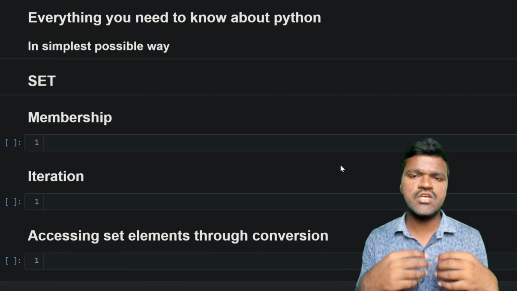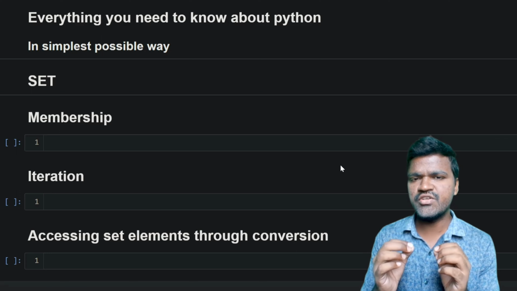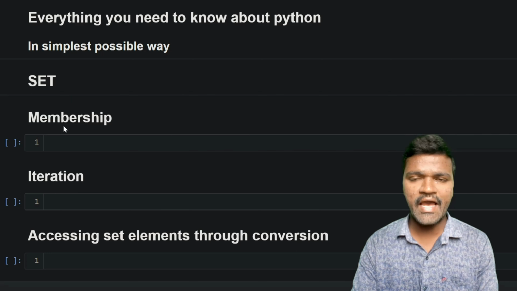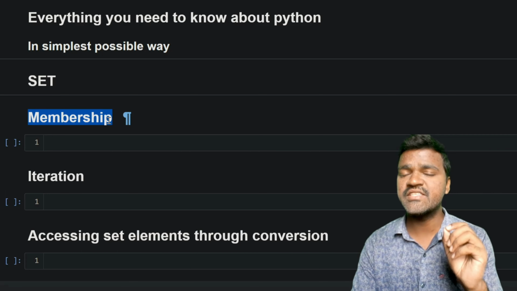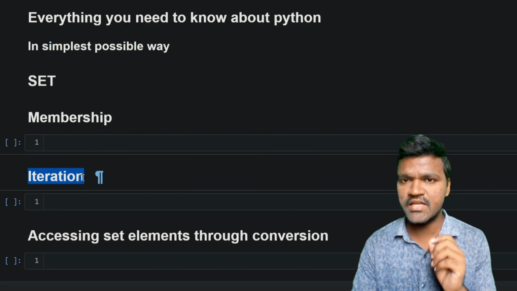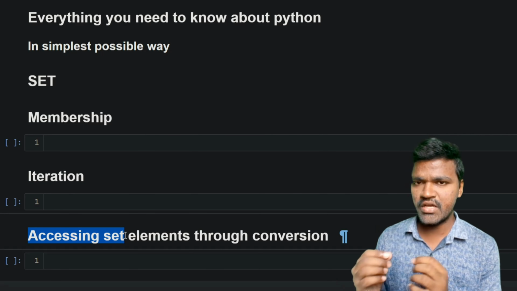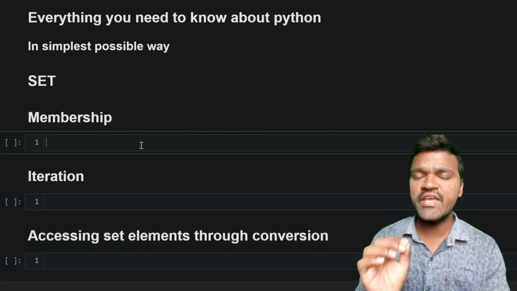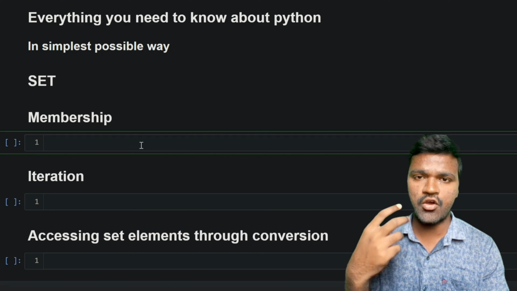In our previous videos, we have seen some of the important concepts regarding sets, right? So in this video, we will be knowing some more important concepts regarding sets. As part of that, we will learn how to know whether a particular element is present inside a set or not, how we can iterate through a set, and how we can access the elements from the set by using some kind of conversions. So let us start this video with how we can know whether a particular element is present in a set or not.